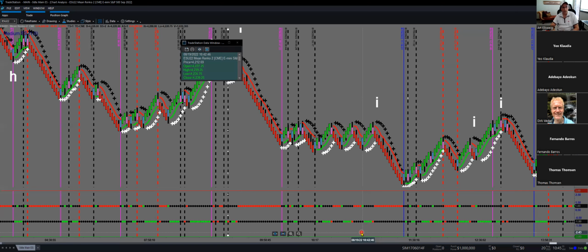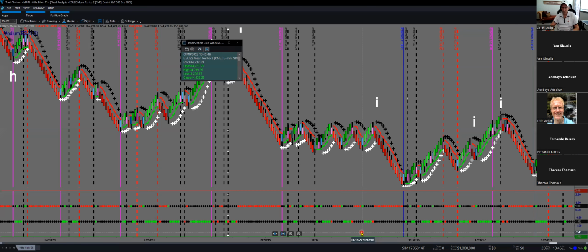I would not try to do this on the fast ES. There's just too many trades. It's just too overwhelming. I started looking at that and it was like 50 trades before 12 o'clock. I don't want to do that. The medium seems to be working extremely well.